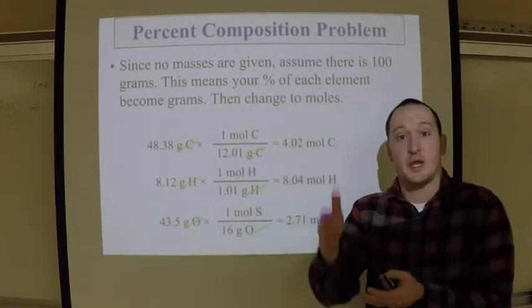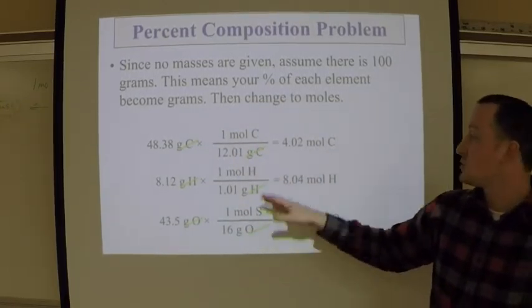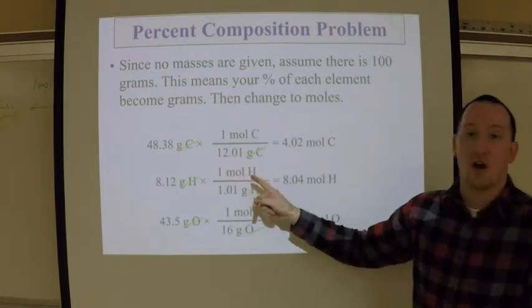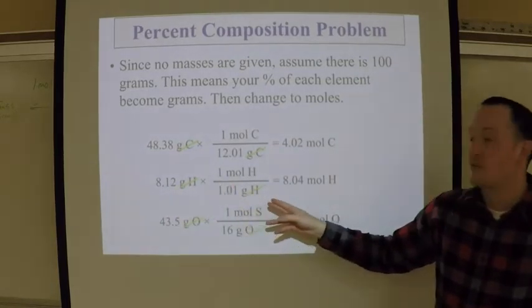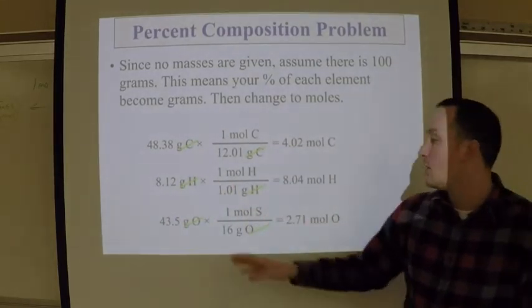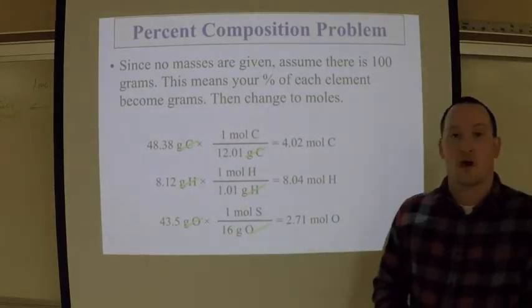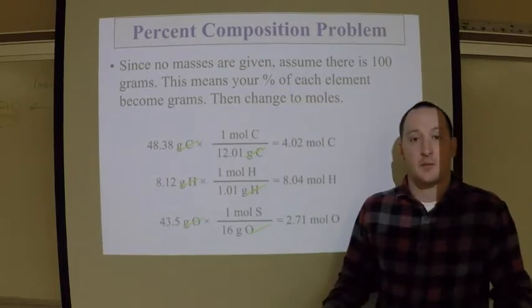Then again, once we get our masses, we change to moles. So here's my dimensional analysis to solve for each of my mole amounts. I'm going to take my grams of carbon, divide by its molar mass to get moles of carbon. Take the grams of hydrogen, divide by its molar mass to get the moles of hydrogen. Take the grams of oxygen, divide by its molar mass to get moles of oxygen. So now I have my mole amounts for each element.